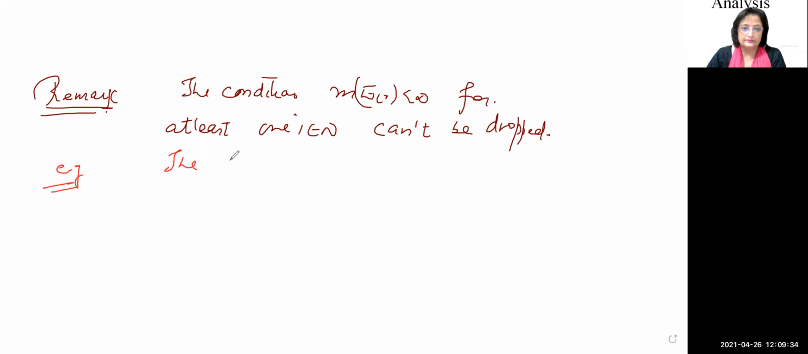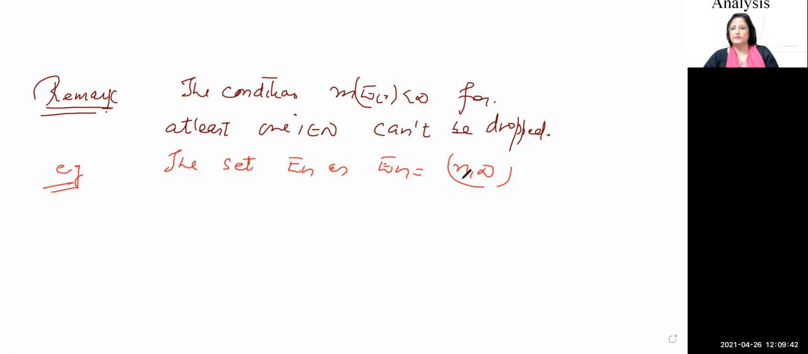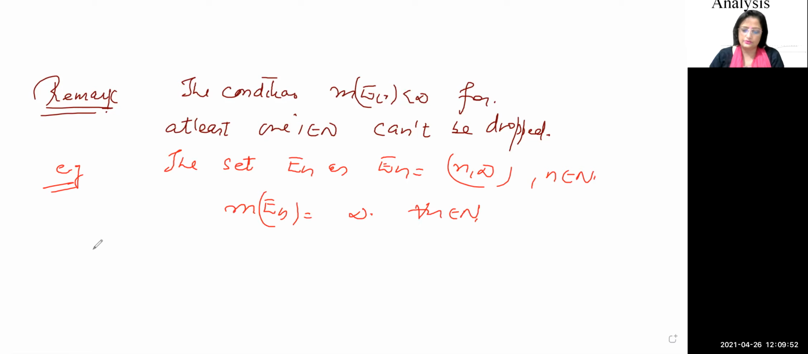Consider the set En as En हमने ले लिया सेट. देखो सेट लेना है, हमने एक इंटरवल ले लिया रियल लाइन. ठीक है जी. And what is the measure of En? Definitely it is an infinite interval. The measure is infinity for all n belongs to n. It implies limit n tends to infinity, measure of En is equal to infinity.